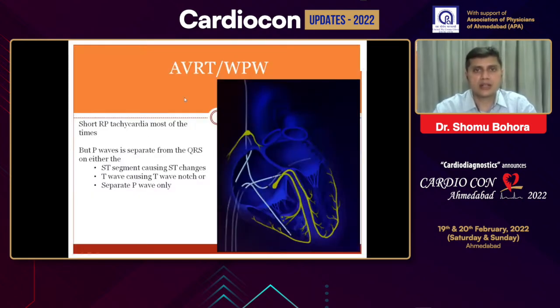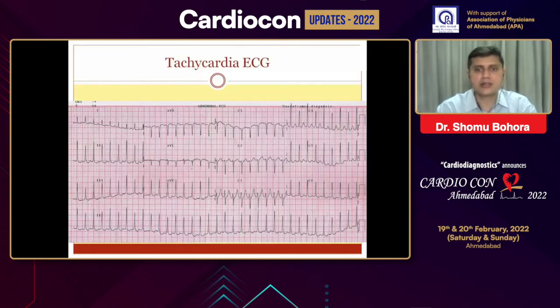What about AVRTs, or those related to WPW? They are generally short RP tachycardia most of the time. P waves are separate from the QRS, either on the ST segment, which causes the STT changes, or they can be on the T waves causing a T wave notch, or a separate P wave may be seen. So there is a pathway separate from the AV node. It's an orthodromic AVRT resulting in a narrow QRS. Antegrade goes via the AV node, retrograde goes via the pathway, and this completes the circuit.